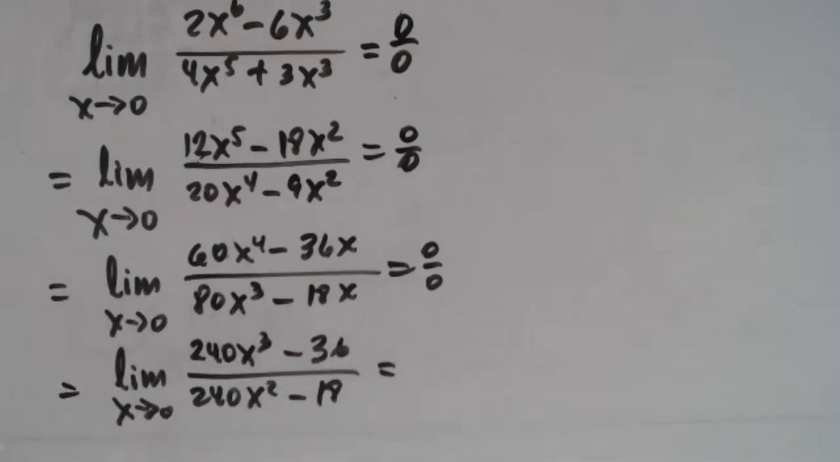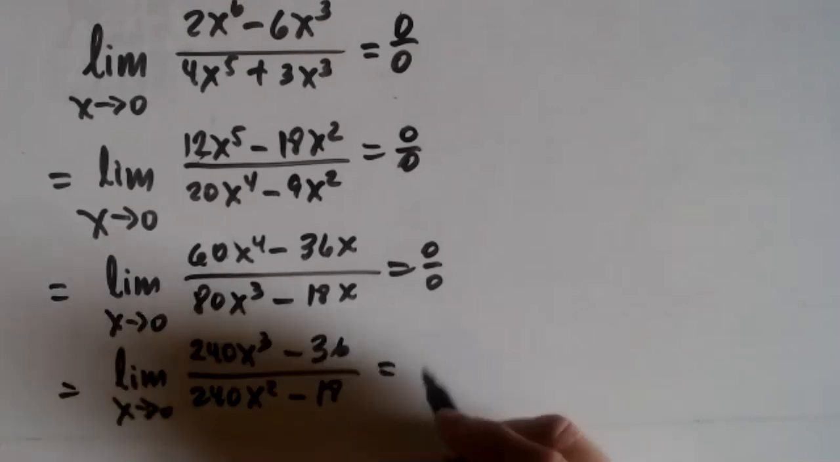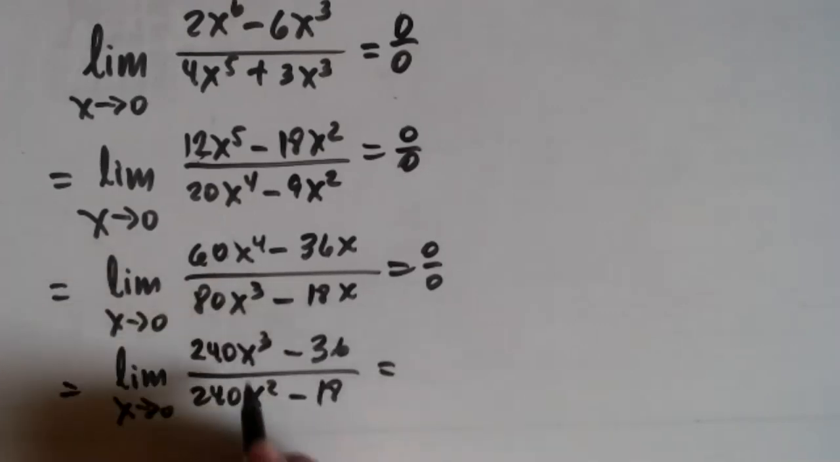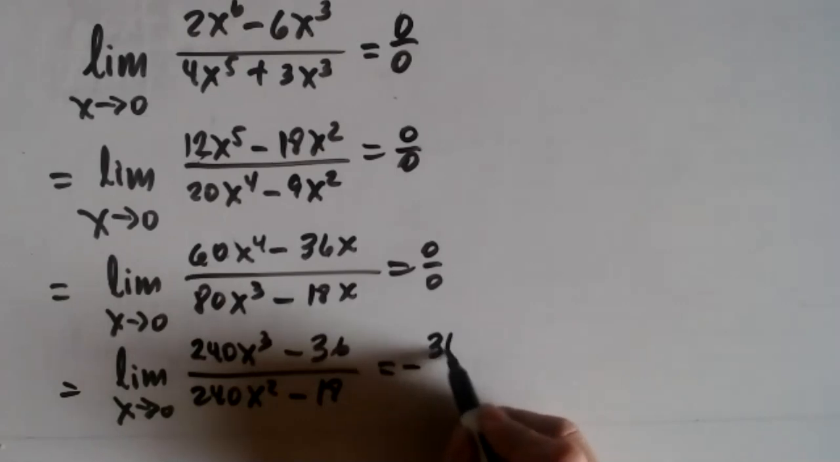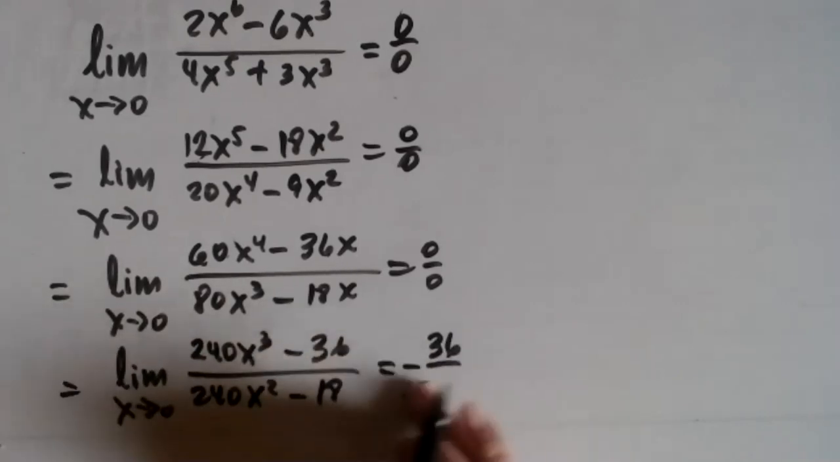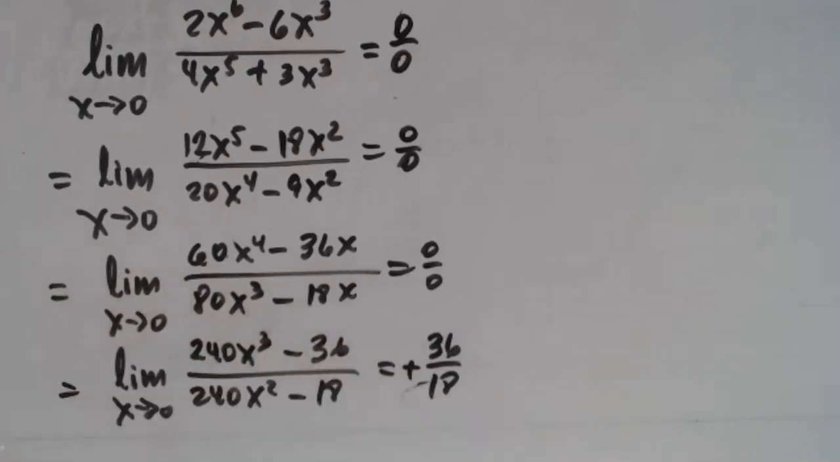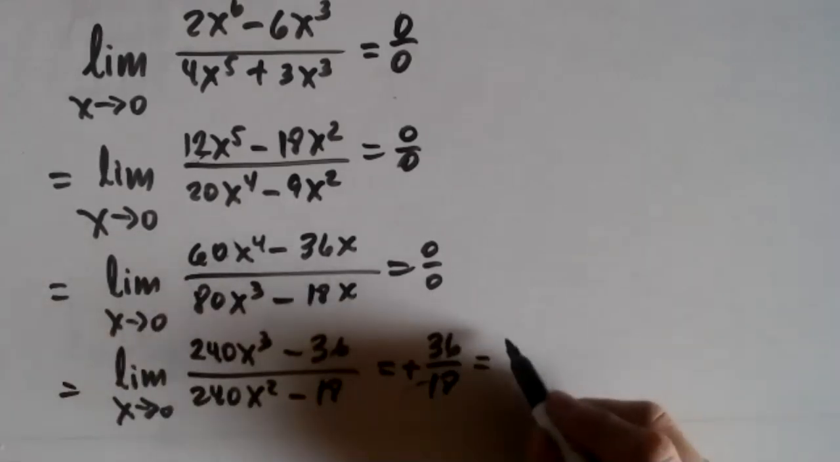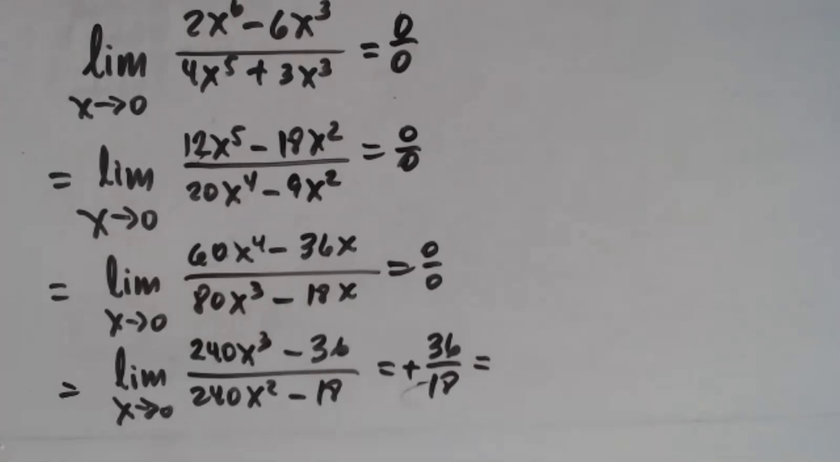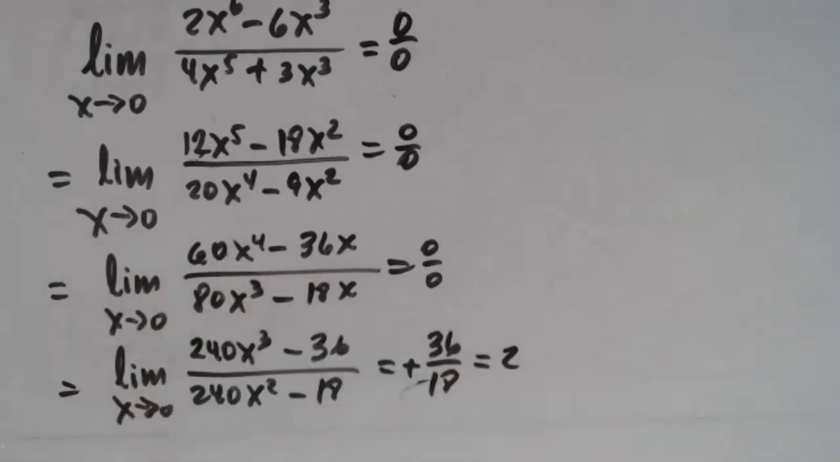And this is going to be what? If you put in zero, this disappears. So it's negative 36 over negative 18. It's positive. And then you simplify, 6 for 6, 36 is 2, correct? Is that my answer? Is it correct?